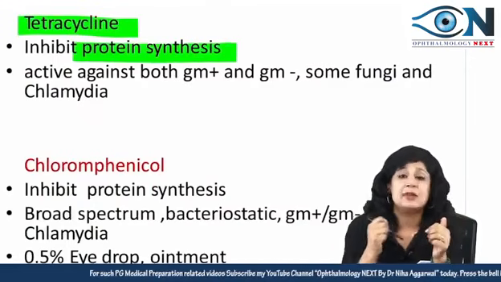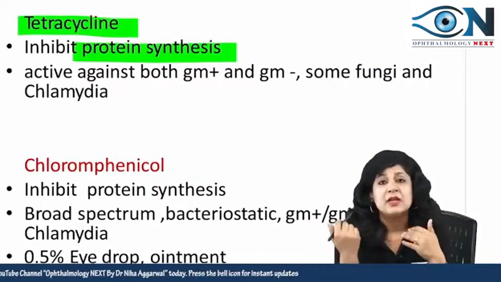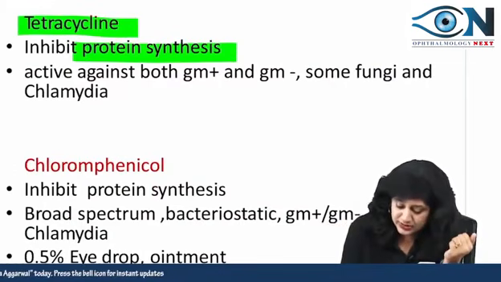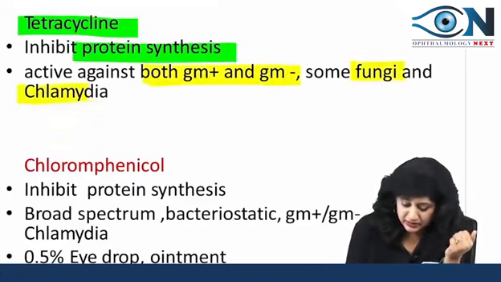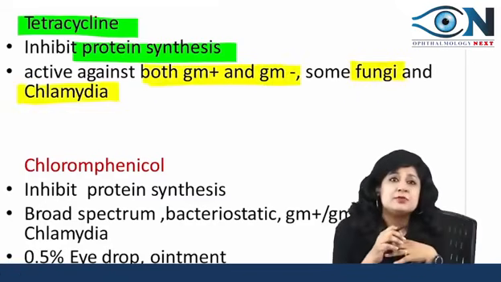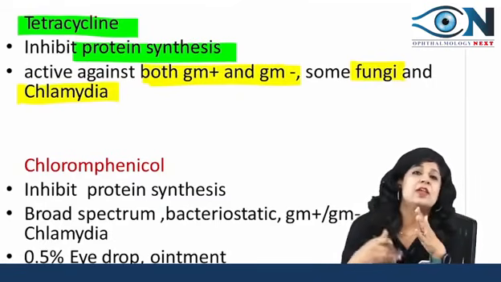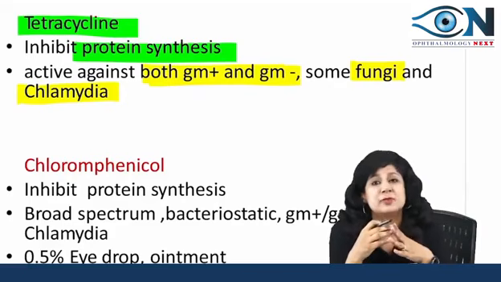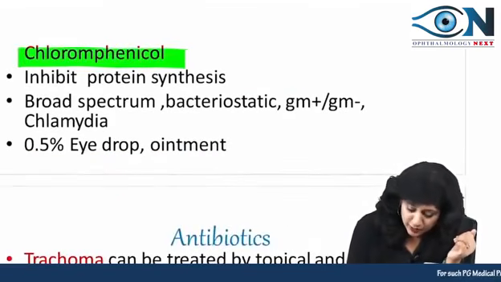Tetracycline is again inhibiting the protein synthesis, and tetracycline, as you know, we are using for the chlamydia, trachoma also. This is actually both for gram positive and gram negative. We have got fungus and even the chlamydia. In terms of ophthalmology, this tetracycline is especially important for the chlamydia, where you are also using the single drug regimen like azithromycin. Now another important drug is your chloramphenicol.